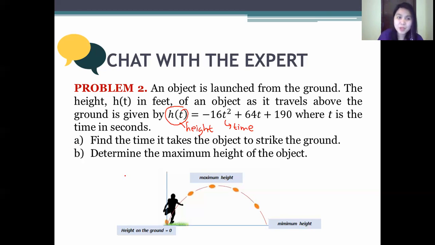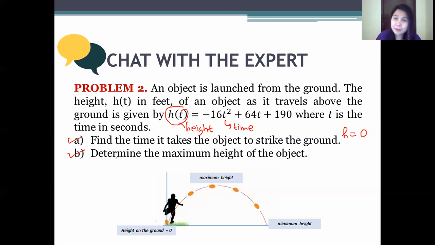Our question: first, we find the time it takes the object to strike the ground. And the second question, we determine the maximum height of the object. Now here, based on the illustration, let's have the first one. What will be the height of the object if it's on the ground? The height will be 0.